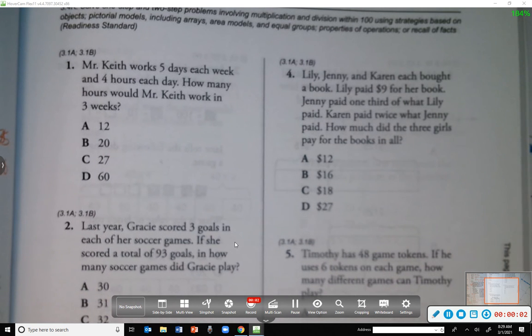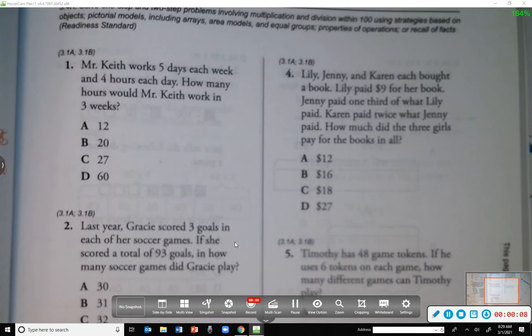Okay guys, today's Monday, March 1st, and we're checking our warm-up in our STAAR Master book. Today we're doing page 75, so make sure you complete page 75 before watching the rest of this video. Okay?